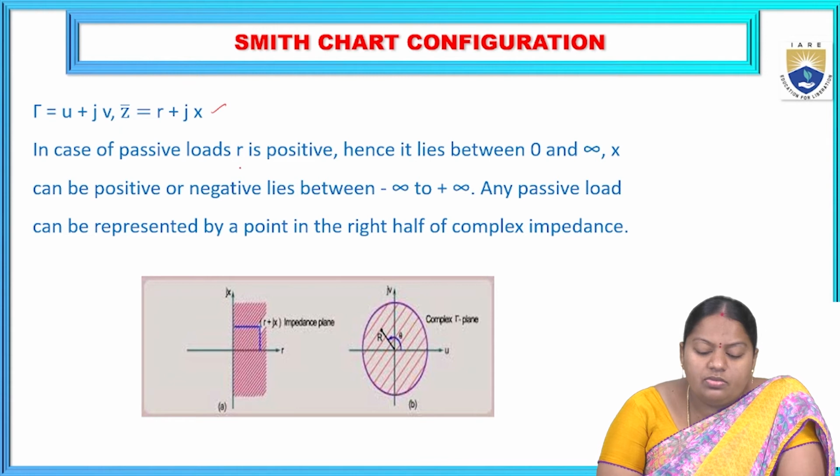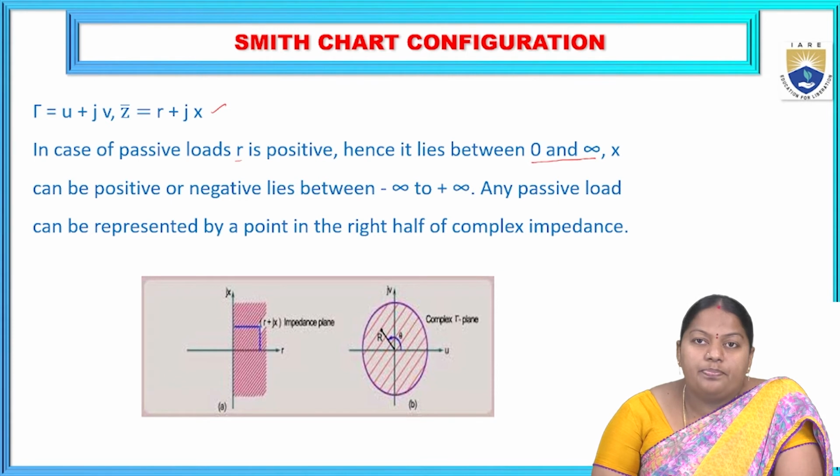In case of passive loads, resistance R is positive and it lies between 0 and infinity. We are assuming that in case of passive loads, if R is positive, then the R values lie from 0 to infinity, means only the positive axis. Means the first quadrant, or one-fourth, of this will be considered as the impedance plane, right?